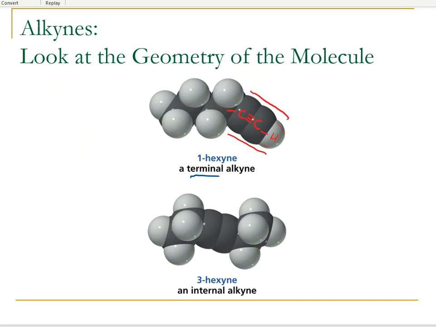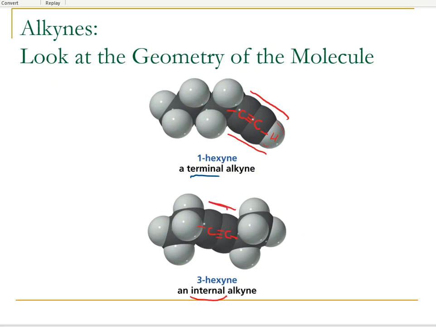All right, now down here at the bottom is 3-hexyne. This is a carbon, and they're triply bonded in between. We have a bond to the right and a bond to the left. This goes to another carbon. The one to the right goes to another carbon, but we call this an internal alkyne. Why? Because it's on the inside of the molecule. It's not on the outside.